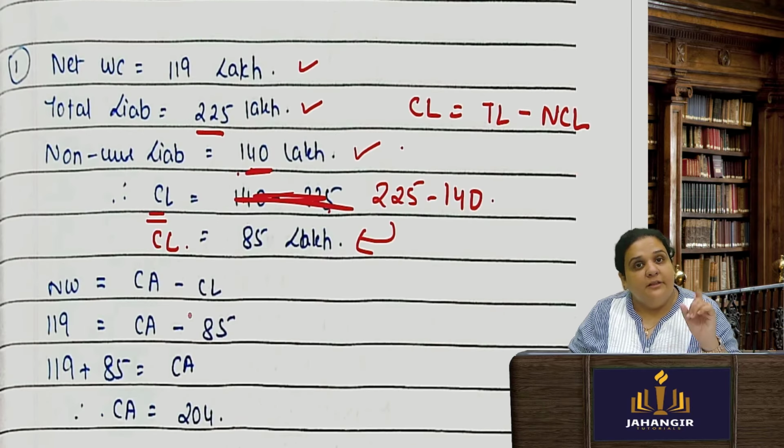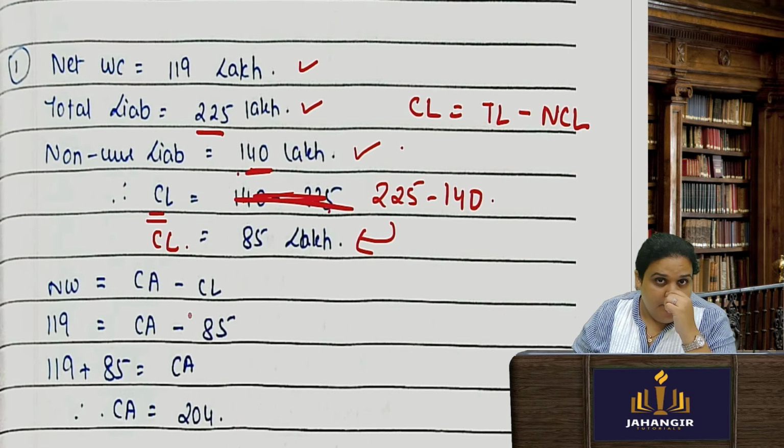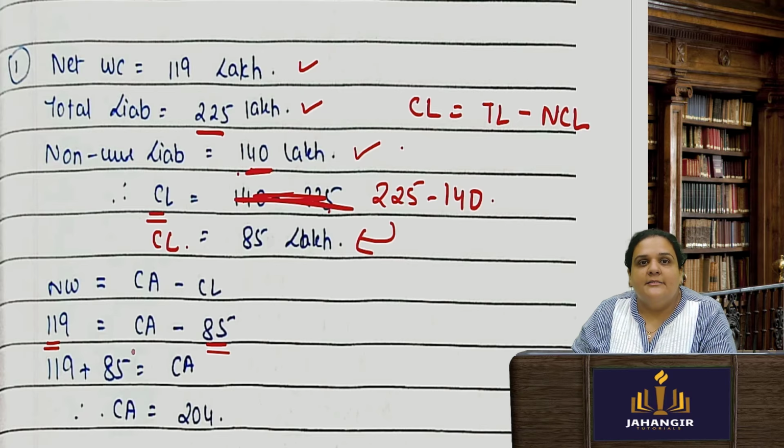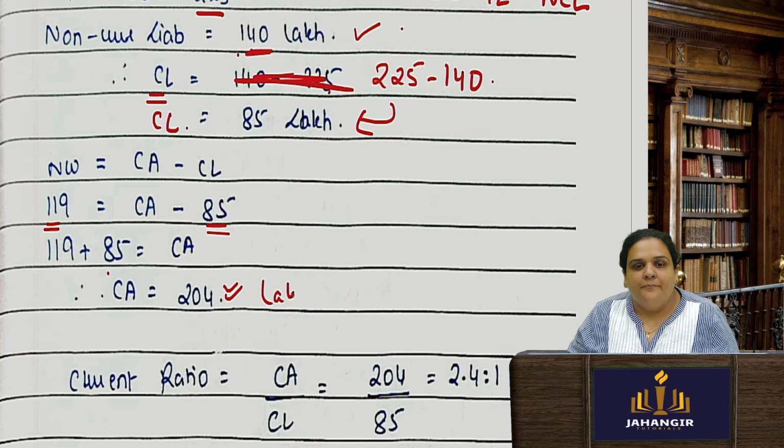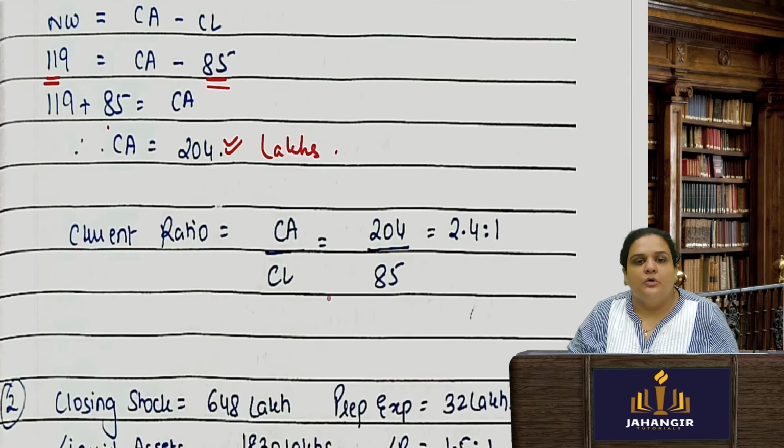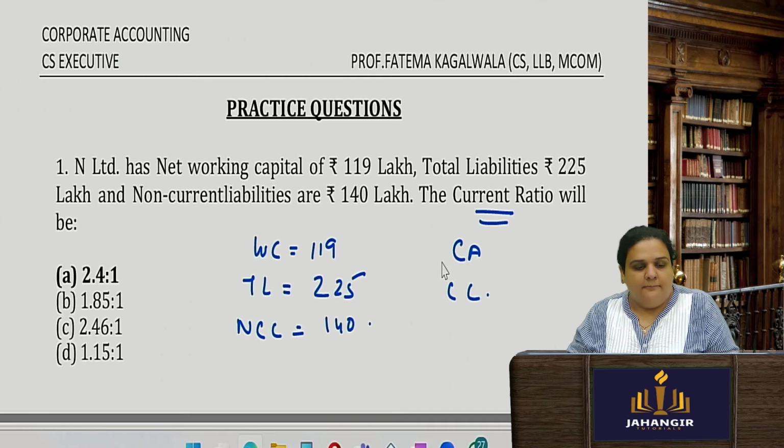Okay. Now they have given me my net working capital. Working capital, I told you, is current assets minus current liabilities. You have net working capital, you have current liabilities. So current assets will become what? Working capital plus current liabilities. So current assets is 204 lakhs. Therefore, current ratio 204 upon 85, 2.4 is to 1.